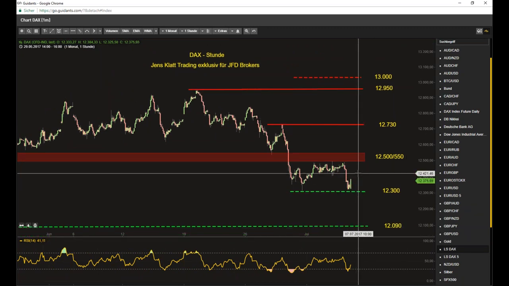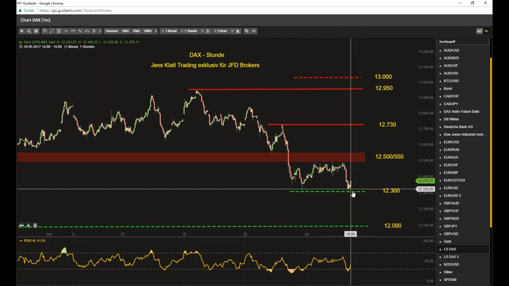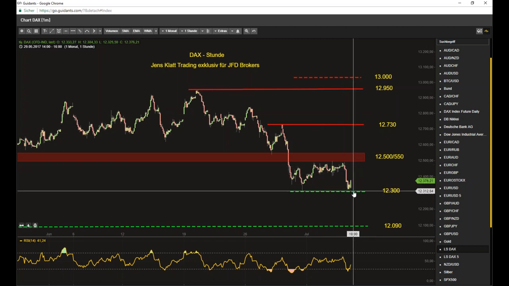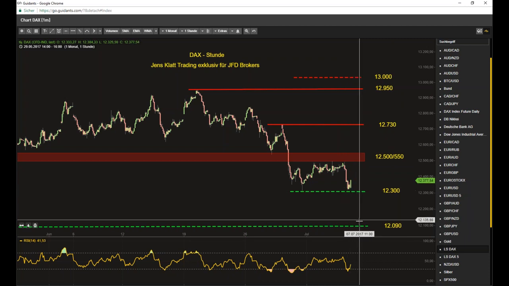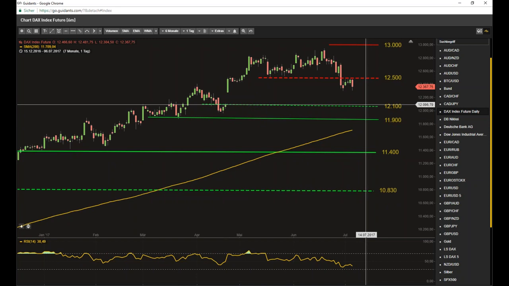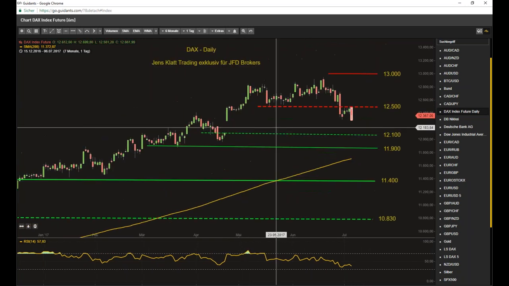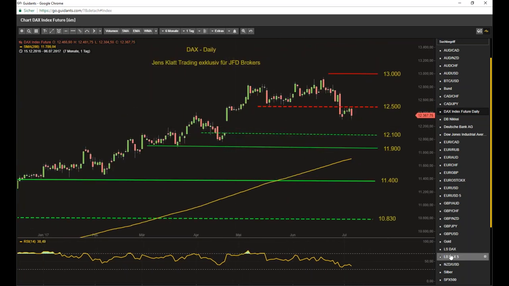And already today, the DAX dropped significantly below 12,400 points, but now 12,300 could get really interesting, since if we break below this, the market has probably another 250 to 300 points potential on the downside to close this gap here. So this is the daily chart.